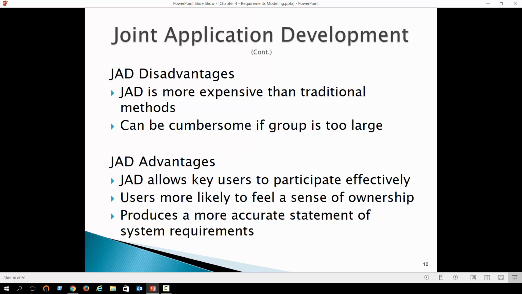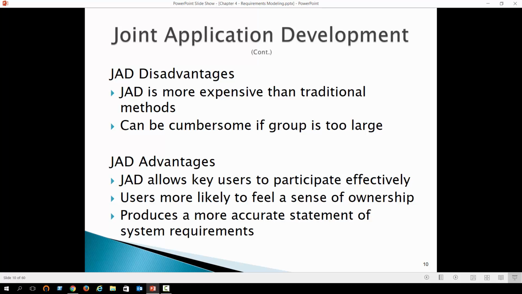Disadvantage of joint application: it's more expensive than traditional methods, and can be cumbersome if the group is too large. So this works if we have a nice smaller group. Remember we talked about that exponential growth just in communication channels? Well, if we have a huge group participating in the project, joint application development can become very expensive and very cumbersome.